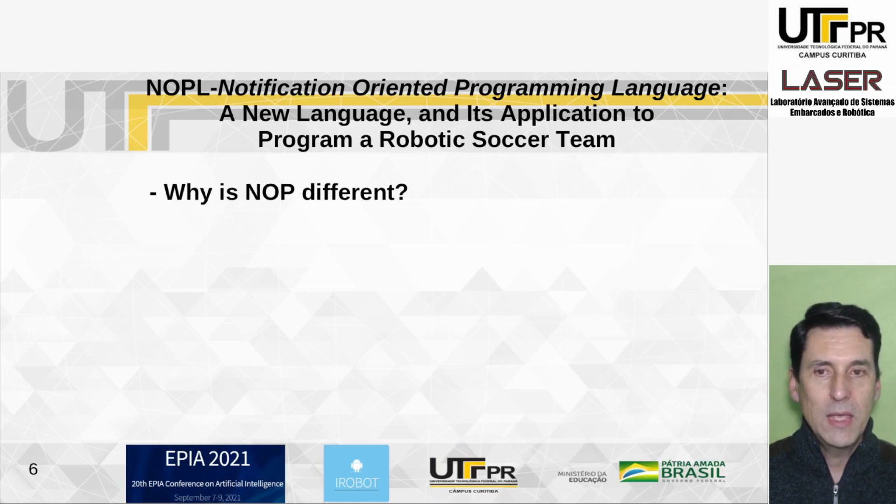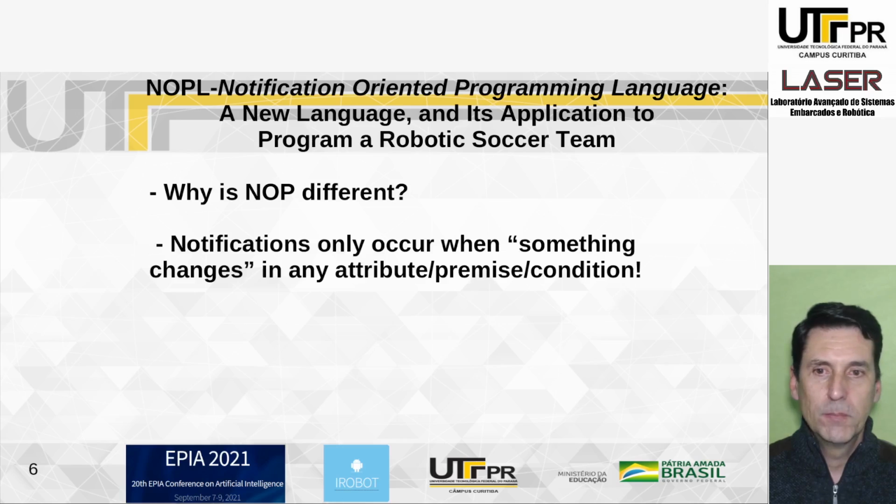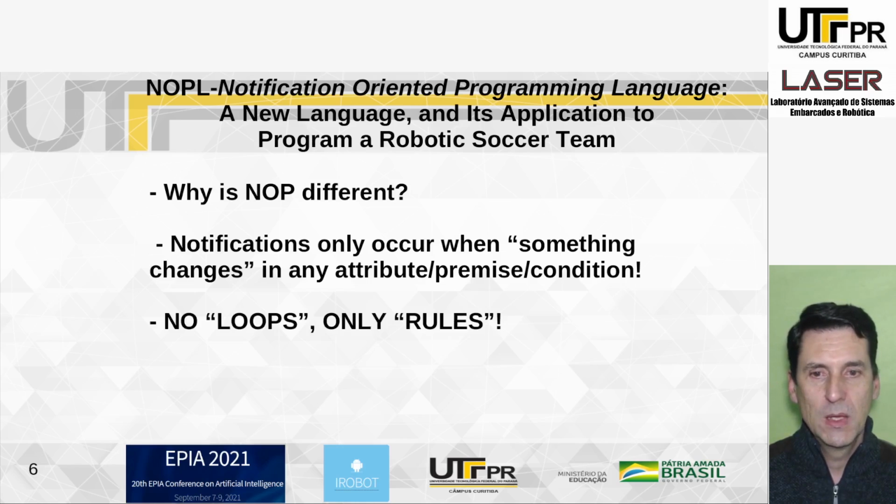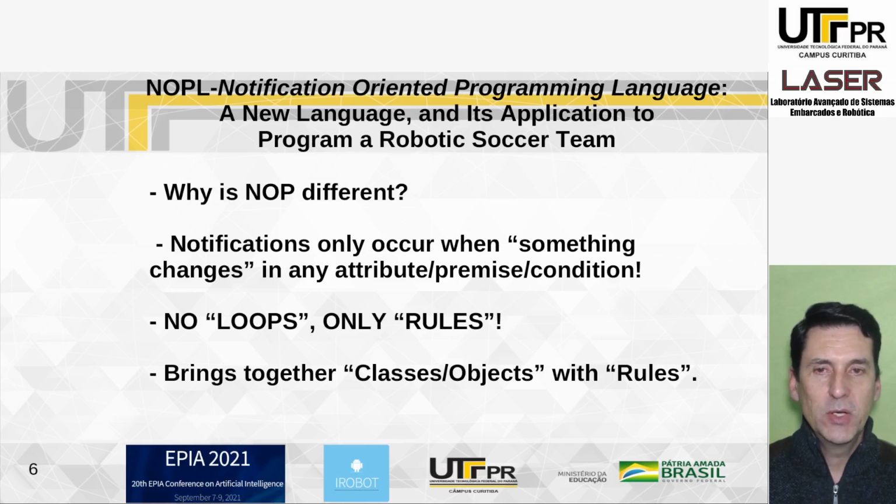So why is NOPL different? Because a notification only occurs when something changes in any attribute, premise or condition. There are no loops, only rules. And that brings together classes and objects from the object-oriented imperative programming paradigm and rules from the declarative paradigms.